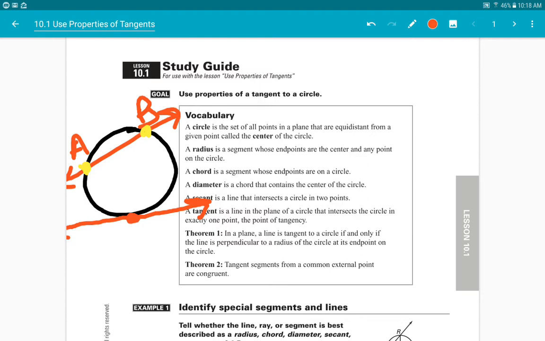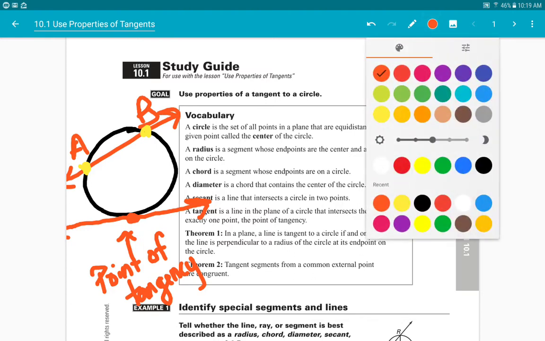Now we call this position here the point of tangency. That's the point at which the circle is intersecting the tangent line. So that's all the definitions for the main vocabulary that we're going to be using for the most part of the chapter. Obviously, we'll come across more vocabulary once we start getting into arcs and other things like that. So those are all the definitions and a visualization of what's actually going on.